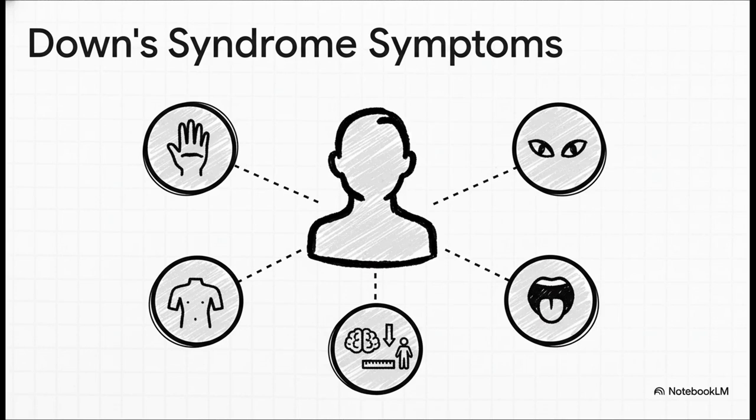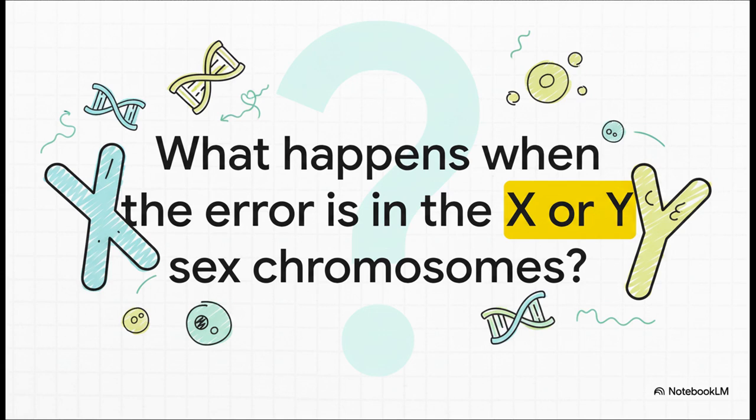So what are the symptoms you need to write about? They often have a flat face, eyes that slant upwards a bit, and a small mouth with a tongue that might stick out. They also tend to have a short neck and limbs, and look for this one, a single deep line or crease right across their palm. You just remember these few points, and you can easily score full marks on this question. Excellent, you are doing so well.